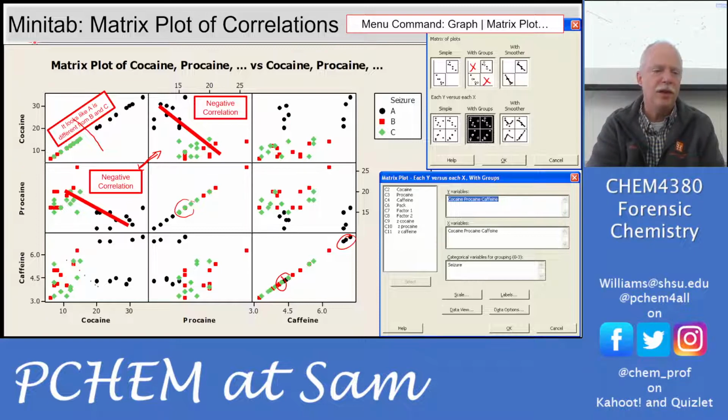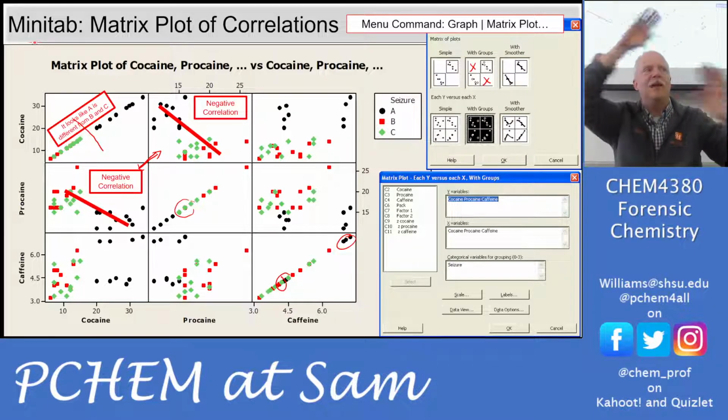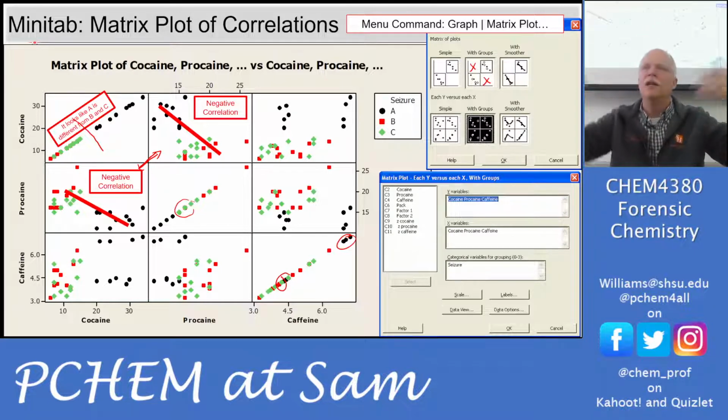And then here's caffeine plotted versus cocaine, and then here's caffeine plotted versus procaine. So there's really not many other conclusions you can get from this, but this is every pairwise combination. If you had 5 or 6 variables, you'd have a 6 by 6 matrix, and it would be every pairwise set of variables plotted against each other.